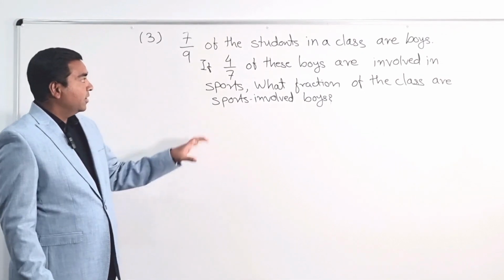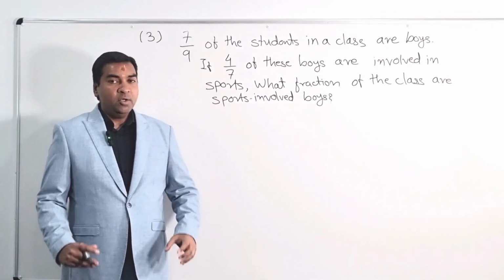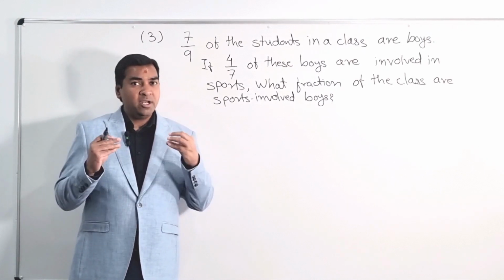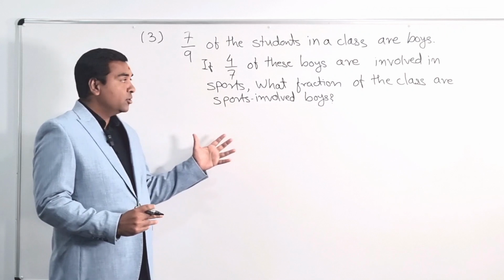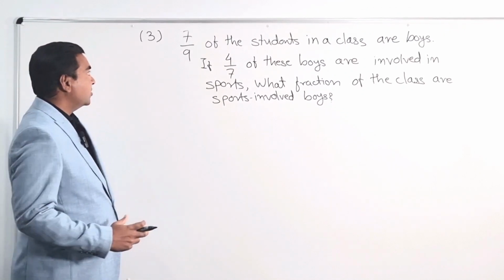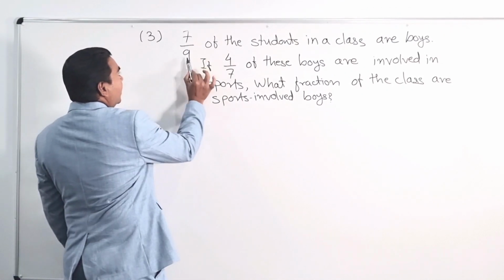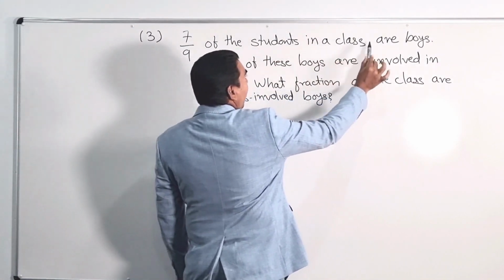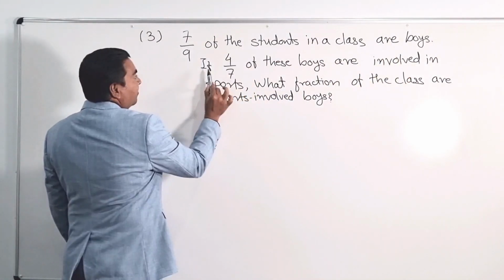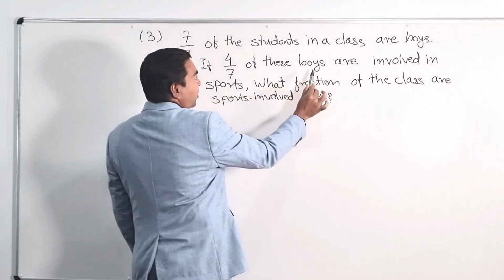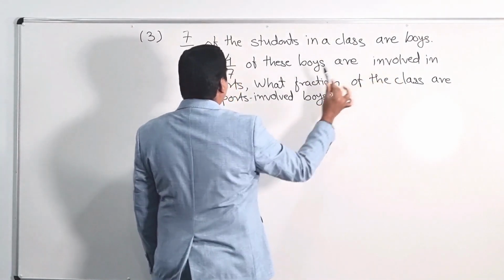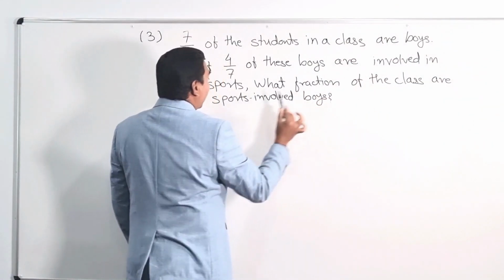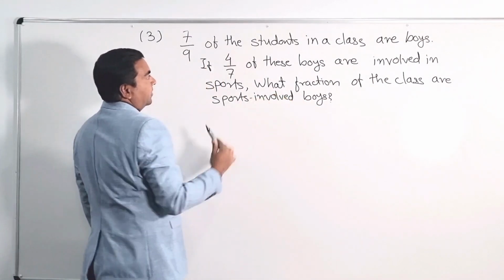Question 3. In this question, we need to think a little bit to understand the question, interpret it correctly, and then we'll be able to solve it. So let's read the question first. 7/9 of the students in a class are boys. If 4/7 of these boys are involved in sports, what fraction of the class are sports involved boys?